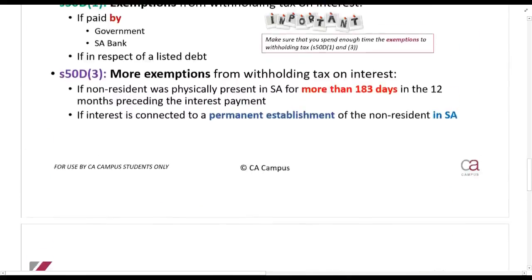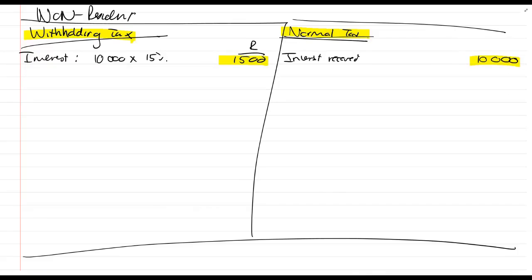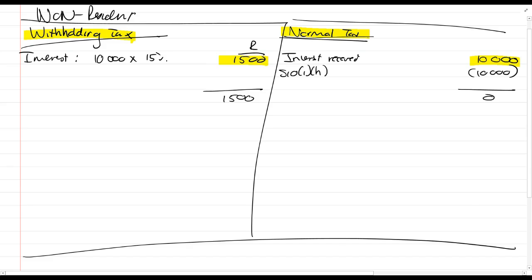I know I'm skipping this section, but just for now, because in terms of section 10(1)(h), they tell you that if interest is earned by a non-resident, it will be exempt. So I'm just trying to show you quickly how this section works. Section 10(1)(h), 10,000 will be exempt. So what is the net effect? Normal tax, nil. Withholding tax, 1,500. So can you see we're only paying withholding taxes? That is why they call it a final tax.